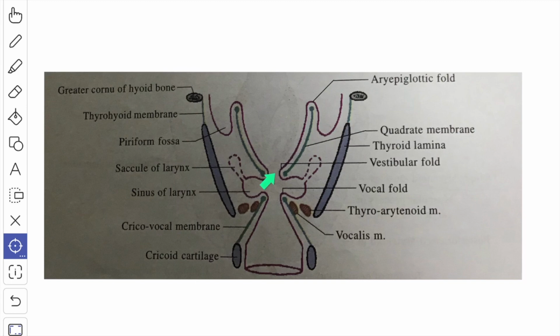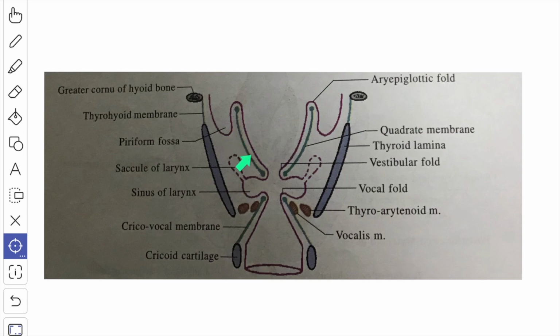Now we'll see about the Rima Vestibuli. It is a space between the two vestibular folds, and each vestibular fold is also known as the ventricular fold or false vocal cord. The vestibular fold is lined by ciliated columnar epithelium, and it contains the submucous areolar tissue and the vestibular ligament. The vestibular ligament is nothing but the thickened lower free margin of the quadrate membrane.